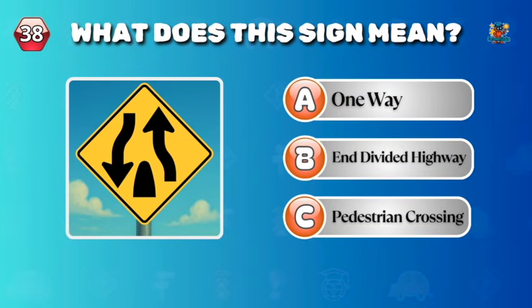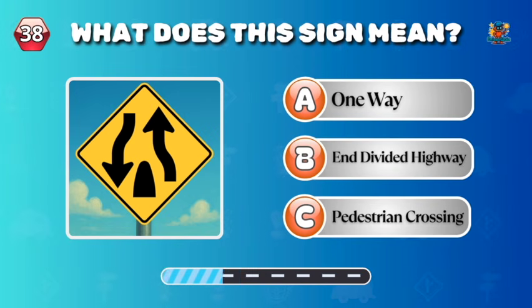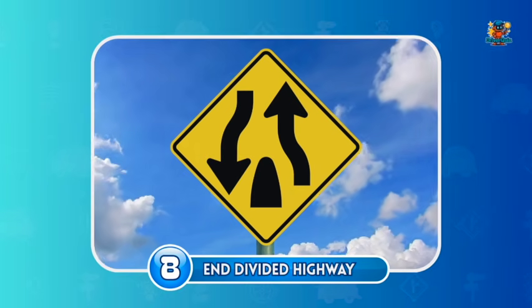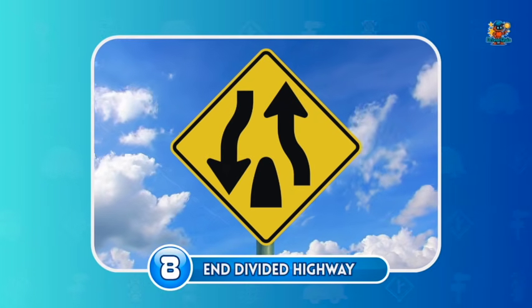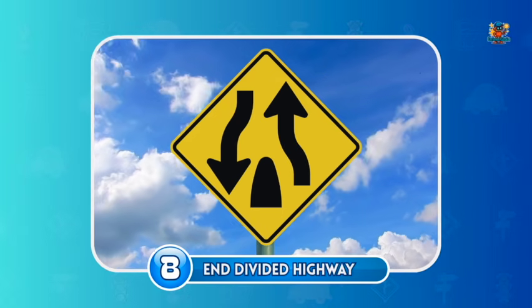Question 38. A. One way. B. End divided highway. C. Pedestrian crossing. End divided highway. The road ahead will no longer have a center divider. Prepare for two-way traffic.